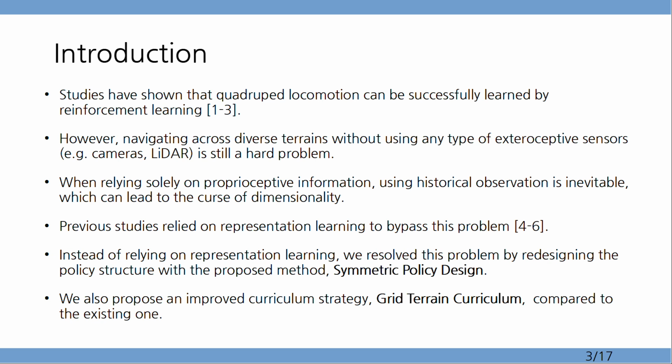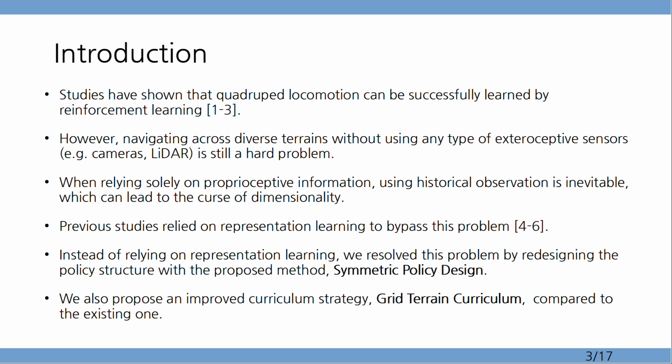Quadruped robots have made incredible strides in locomotion, largely thanks to reinforcement learning. However, a significant challenge remains. How do we ensure robust navigation across complex terrains without relying on expensive and fragile exteroceptive sensors? This is crucial because sensor failures can render a robot inoperative in real-world scenarios. Our approach focuses on proprioceptive data alone.